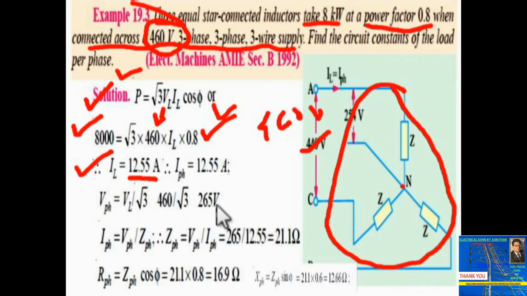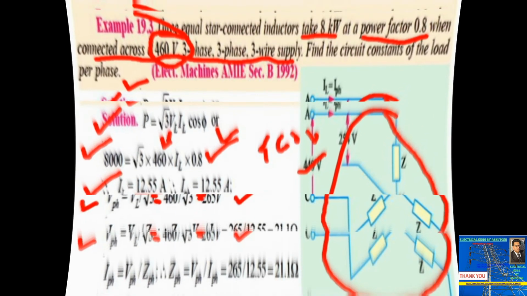So guys, now we know for a star circuit, phase current is always equal to line current. So it will be the line current, and the same will be the phase current. Then use the formula VPH equal to VL by root 3, so that will be equal to 460 by root 3, which is equal to 265 volt.